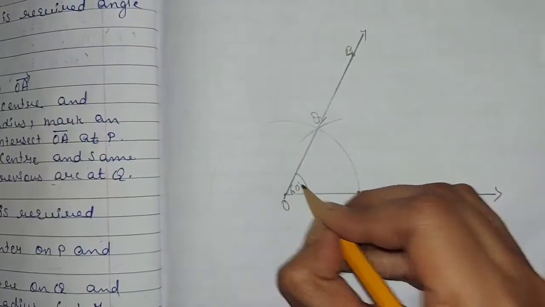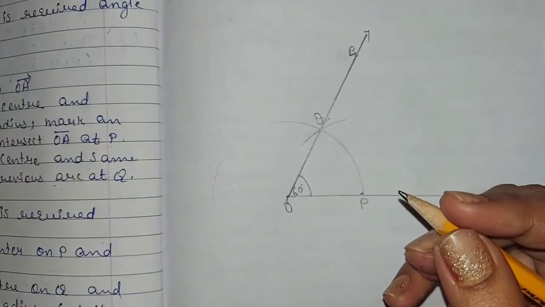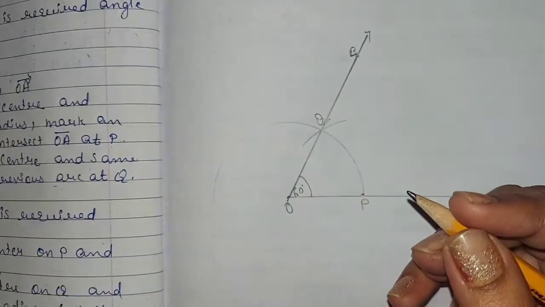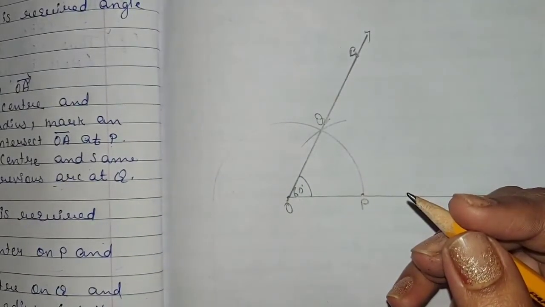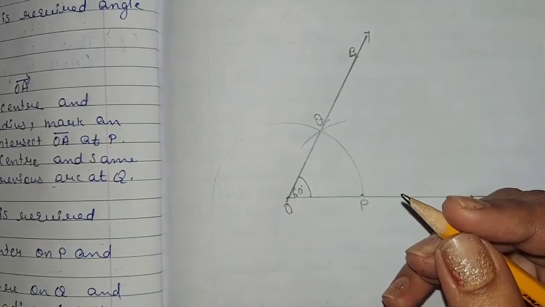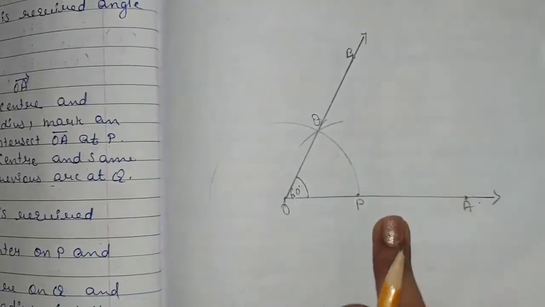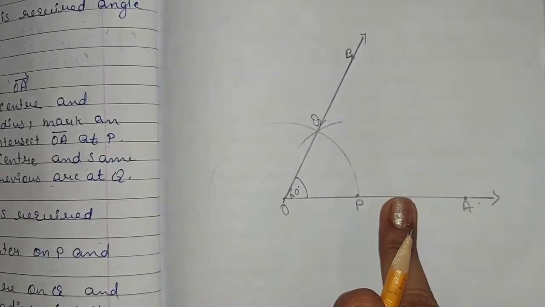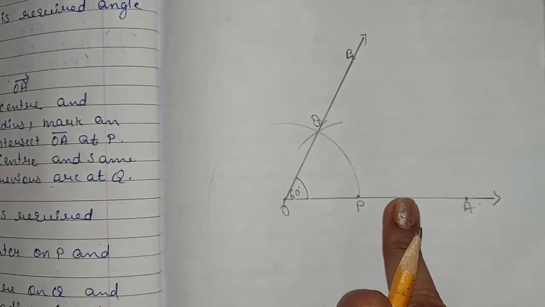Now students, in this question it is asked that we have to find 30 degree. 30 degree is what? Half of 60 degree is 30 degree. So what will we do with the 60 degree angle? We will bisect the 60 degree angle. So this angle we have constructed is still 60 degree. Now let us see the further steps.